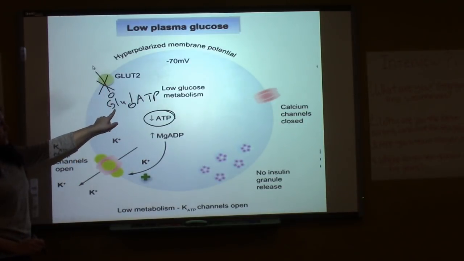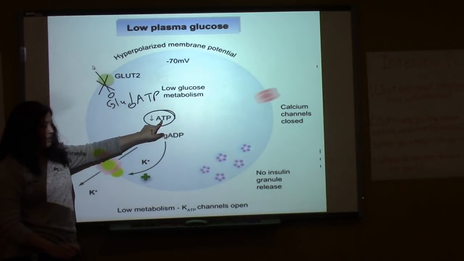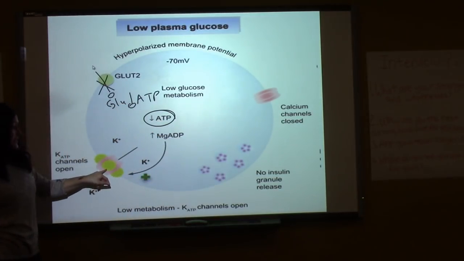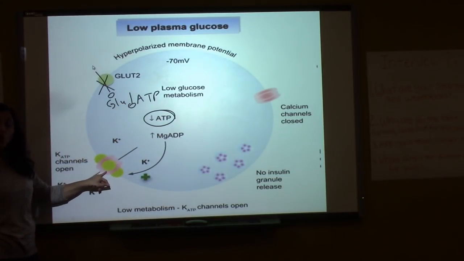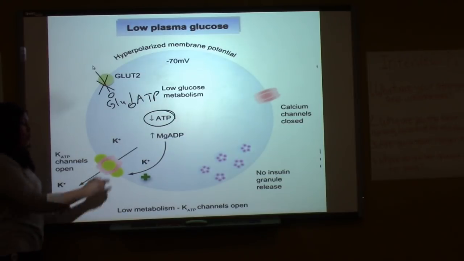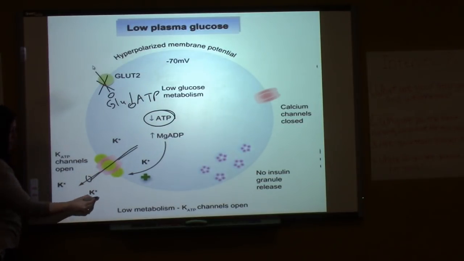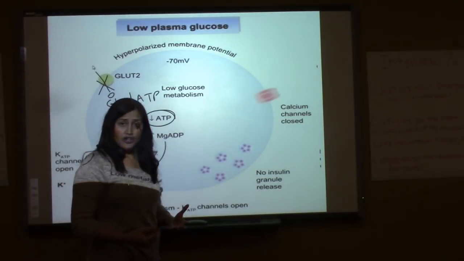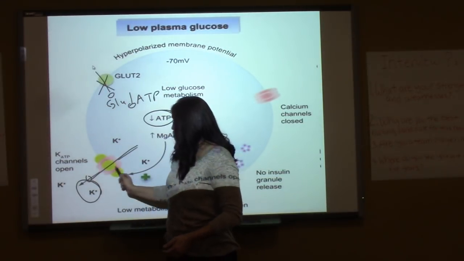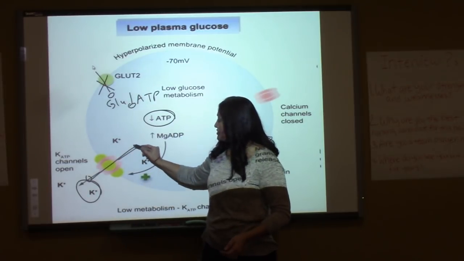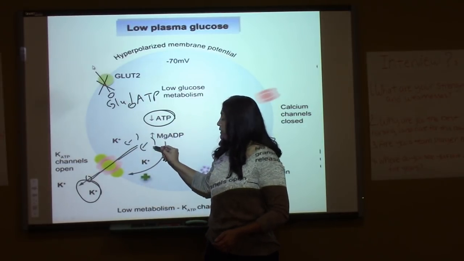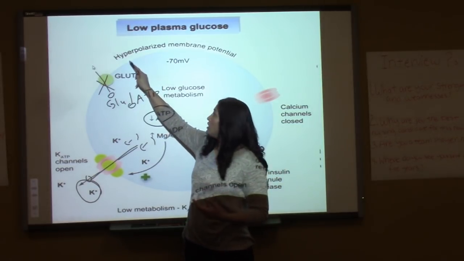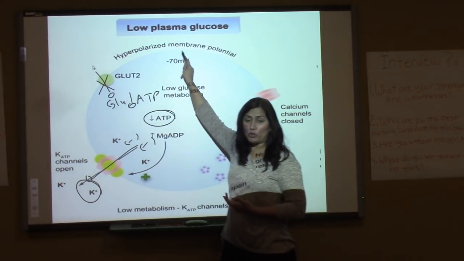So no glucose is entering, therefore low ATP. Because there's low ATP, the ATP-sensitive potassium channel remains open. Because this channel is open, potassium is leaving the cell. Potassium is a cation, so anytime positive charge leaves, it causes the interior of the cell to become negative. So the cell is negative, and in physiology we say the membrane is hyperpolarized.